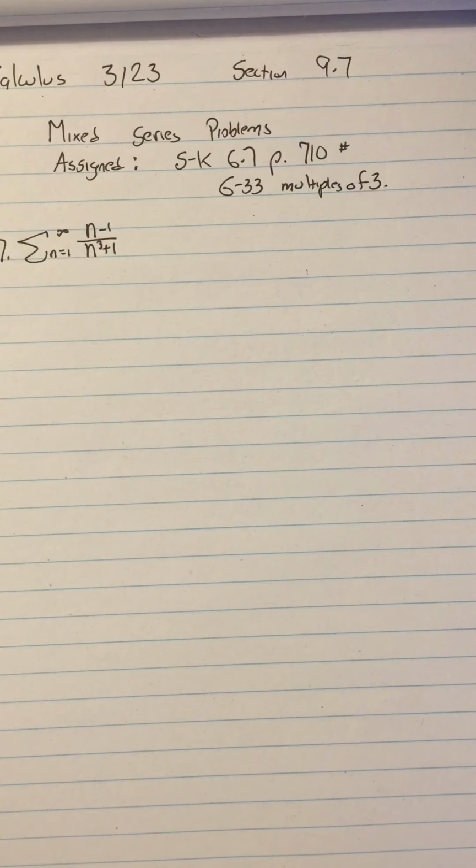This is Calculus, March 23rd. We're starting section 9.7. 9.7 is just mixed review problems of the series you've been doing.